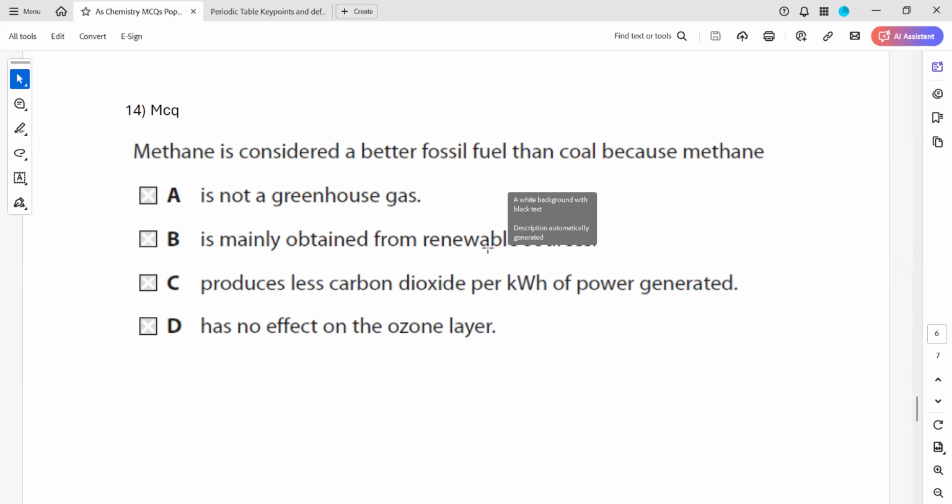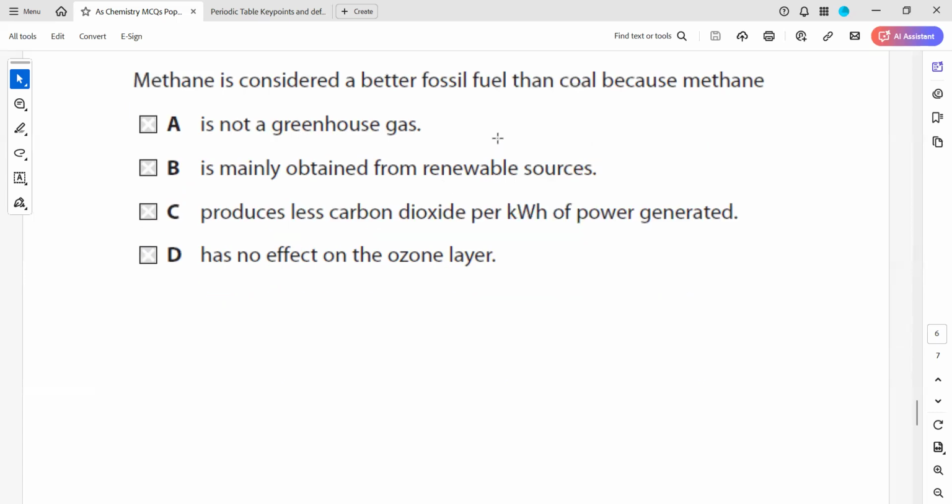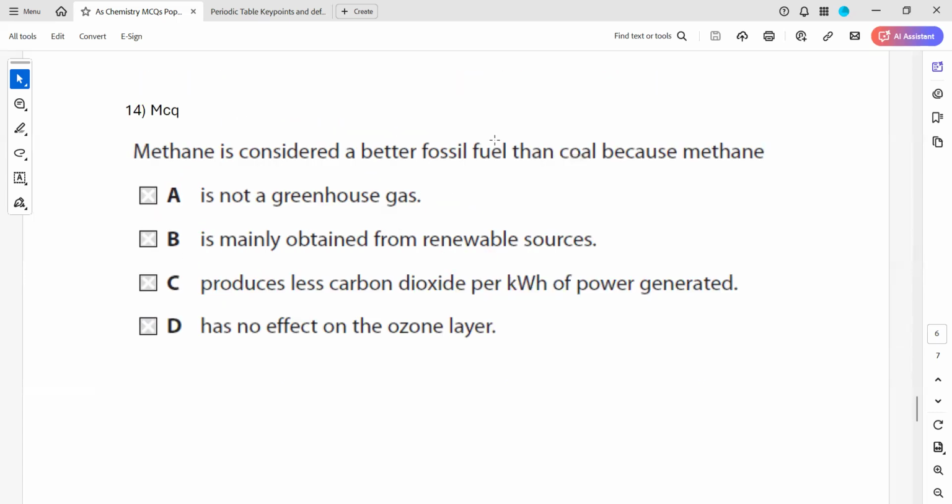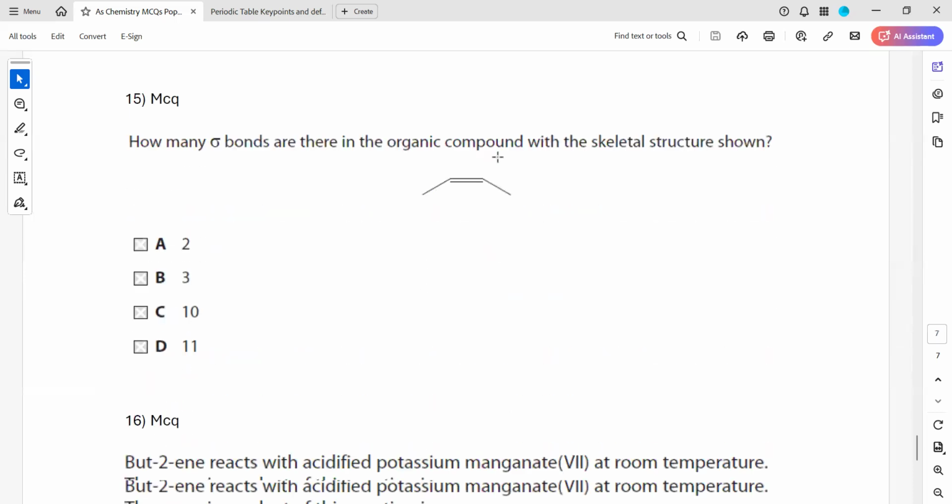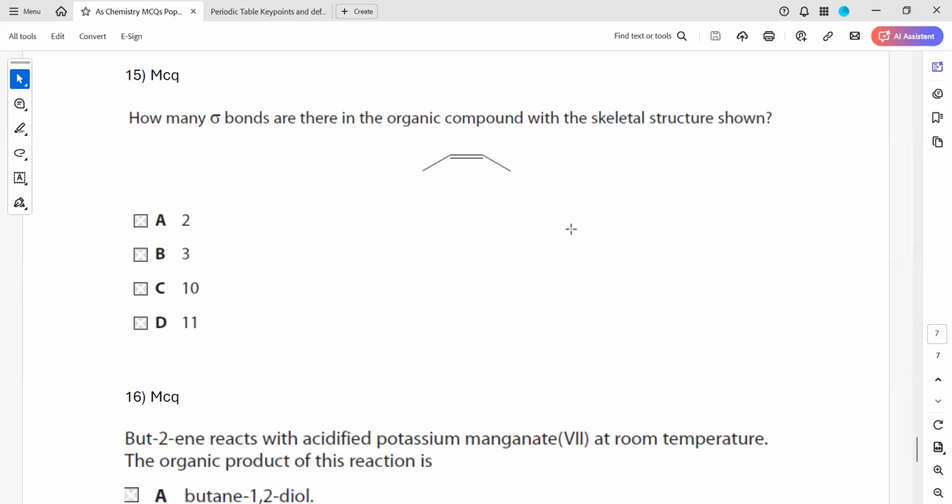Methane can be obtained, for example, from the waste of cattle, as well as from crude oil, where a fraction of the crude oil can be cracked to produce methane. Not all methane is coming from crops.